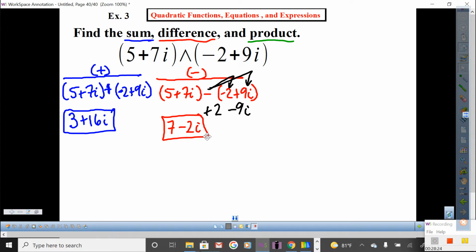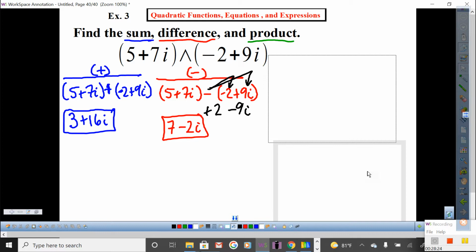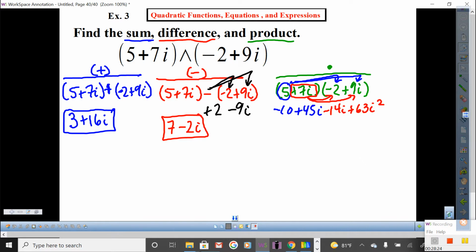Brooke, what did you get for the product? I don't know if I did it right, but I got 53 plus 69. 53? Yeah. Okay, close. It's actually 70. And we'll get there, watch.